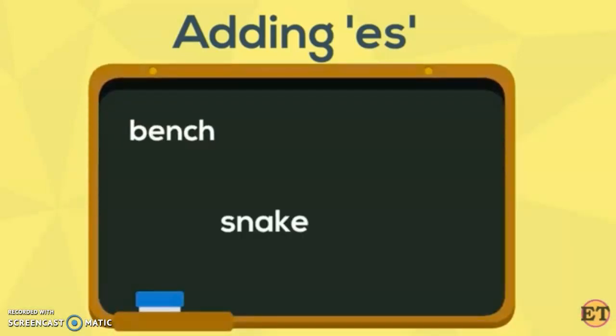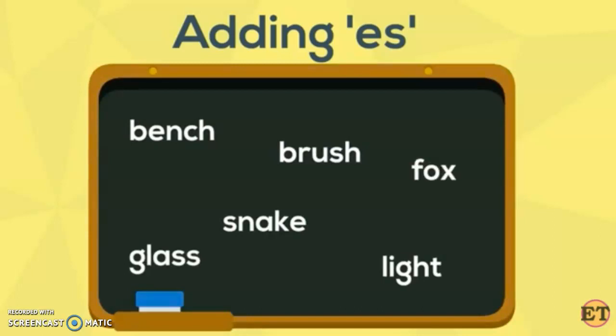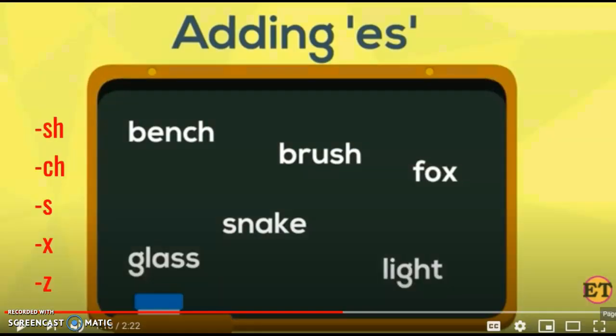Let's take a look at some other words, and I want you to tell me which ones we would add es to. Let's take a look at some words. Remember, if it ends in sh, ch, s, x, or z, we're going to add es. If it does not end in one of those endings, we're just going to add s.